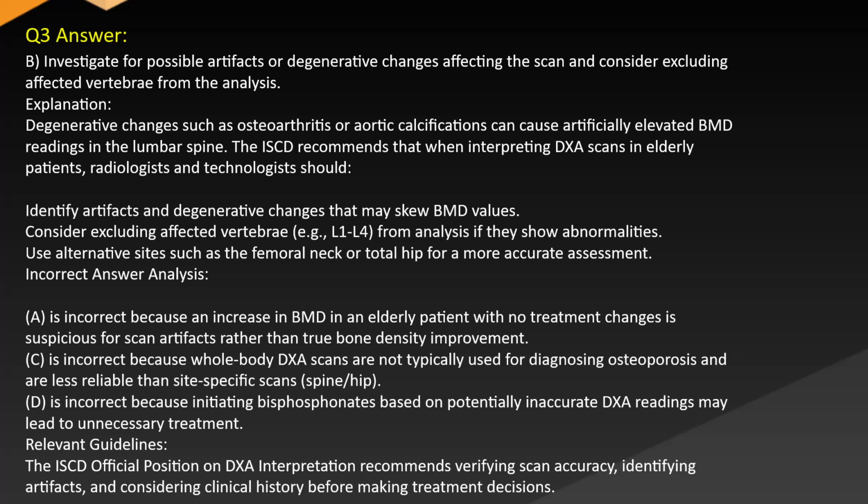Incorrect answer analysis. A is incorrect because an increase in BMD in an elderly patient with no treatment changes is suspicious for scan artifacts rather than true bone density improvement. C is incorrect because whole-body DXA scans are not typically used for diagnosing osteoporosis and are less reliable than site-specific scans of the spine and hip. D is incorrect because initiating bisphosphonates based on potentially inaccurate DXA readings may lead to unnecessary treatment. Relevant guidelines. The ISCD official position on DXA interpretation recommends verifying scan accuracy, identifying artifacts, and considering clinical history before making treatment decisions.